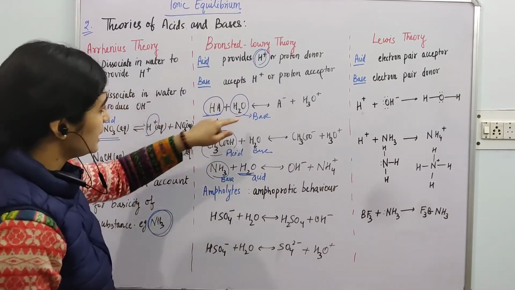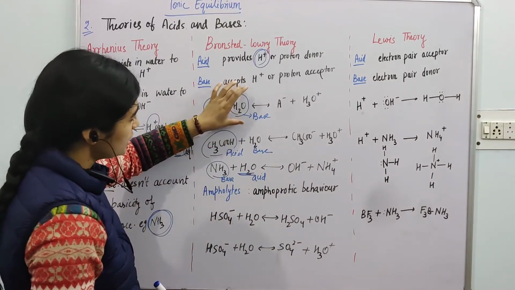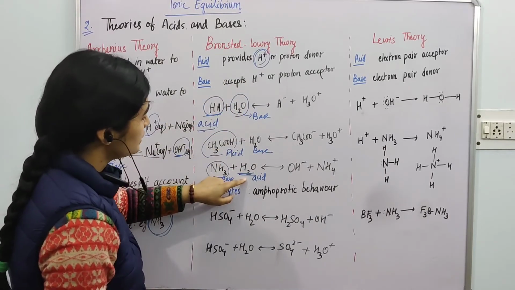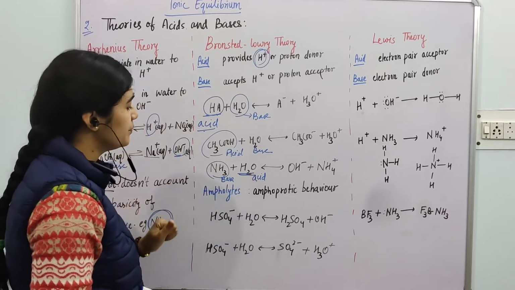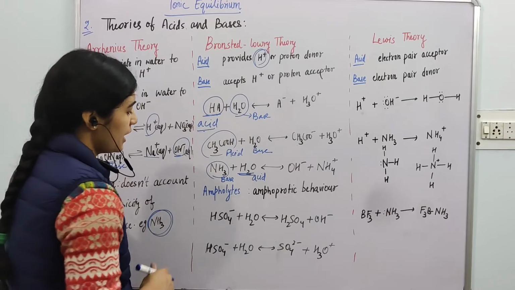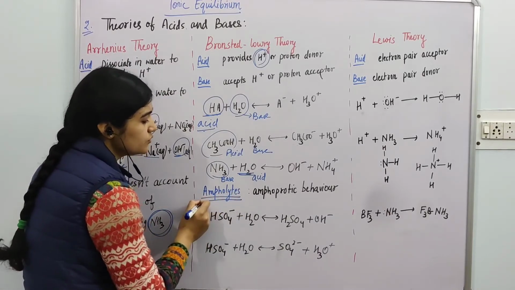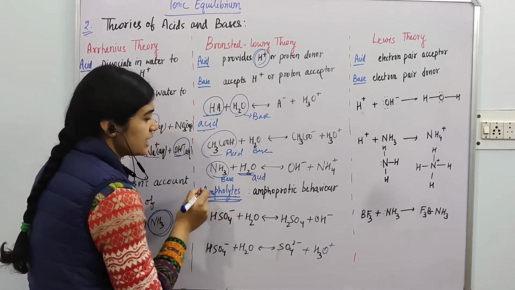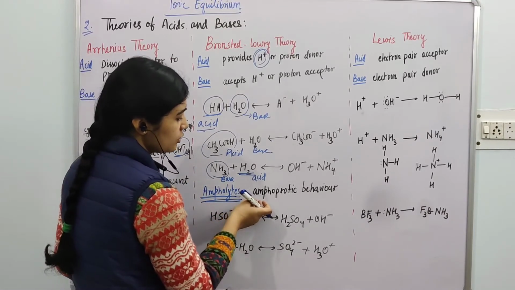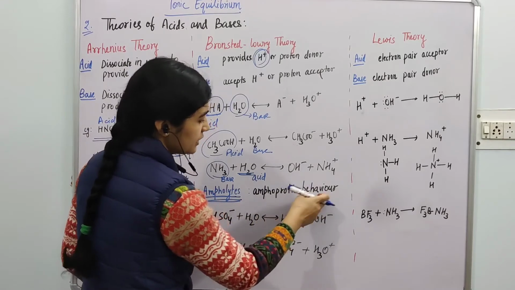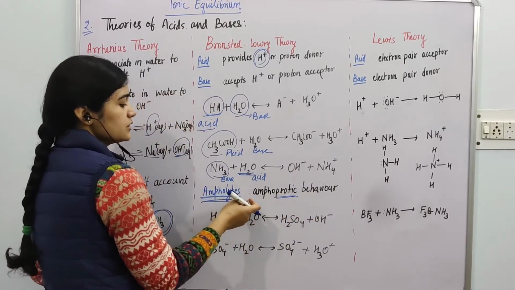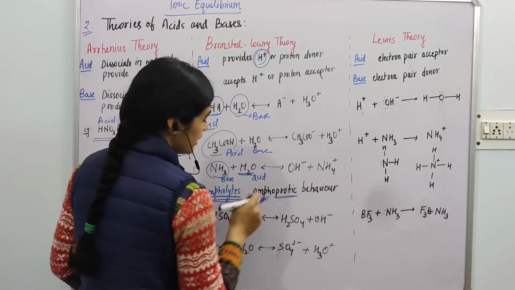Now why am I writing about water here? If you see the previous example, water is acting as a base, while in the case of ammonia it is acting as an acid. So water is an ampholyte. Ampholytes are those species which can either accept a proton or donate a proton. So that kind of behavior is called amphiprotic behavior. This protic is for proton. Alright. So it shows amphiprotic behavior.